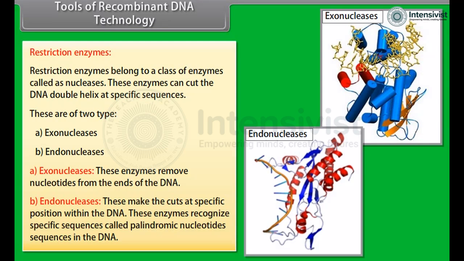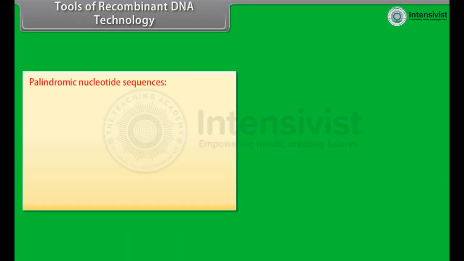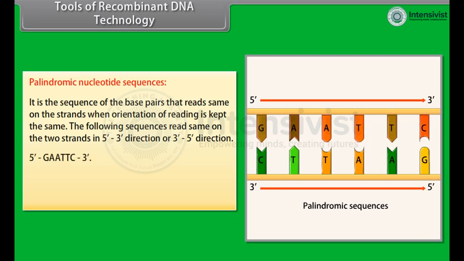These enzymes recognize specific sequences called palindromic nucleotide sequences in the DNA. Palindromic nucleotide sequences are sequences of base pairs that read the same on the two strands when orientation of reading is kept the same. The following sequence reads the same on the two strands in 5' to 3' direction or 3' to 5' direction: 5' GAATTC 3', 3' CTTAAG 5'. The first restriction endonuclease was Hind II.